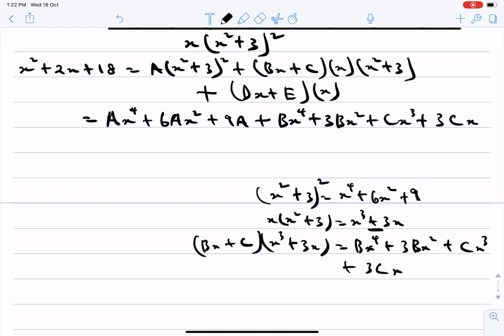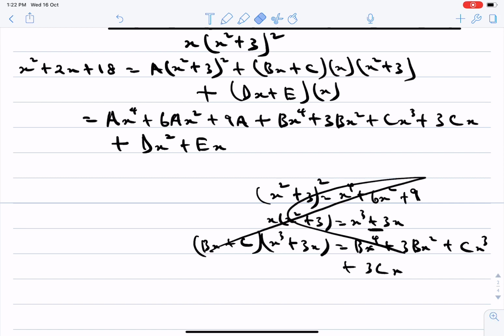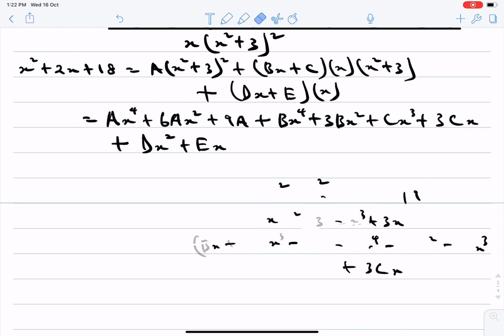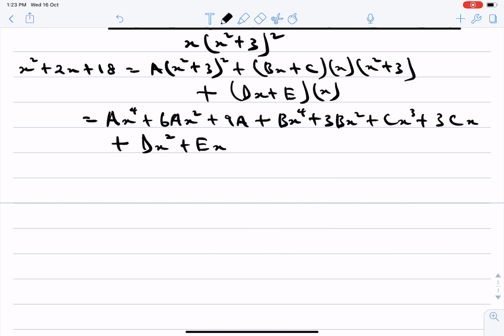So we continue with our expansion. Plus dx squared plus ex. Let me erase our rough work. Now we continue. Now let me collect like terms.